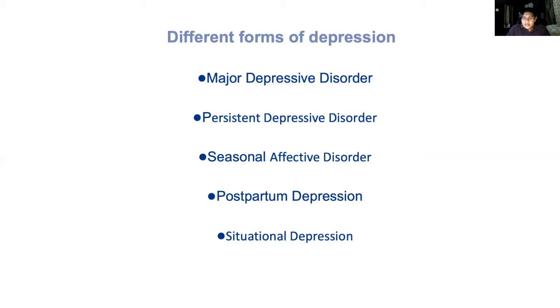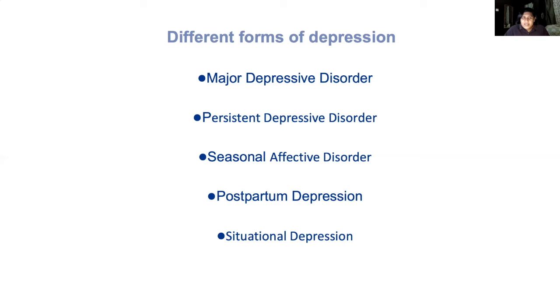So next, we have the persistent depressive disorder. You see, persistent depressive disorder is also similar to major depressive disorder, but it lasts for a longer time. Let's say major depressive disorder lasts for 2 months. The persistent depressive disorder can last for 2 years in a row with no break whatsoever.